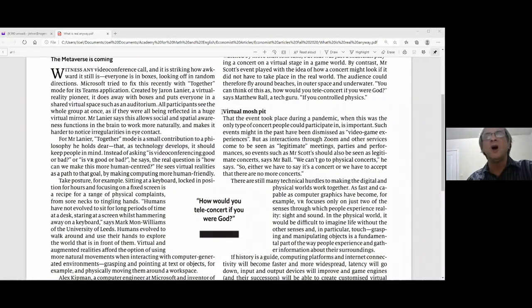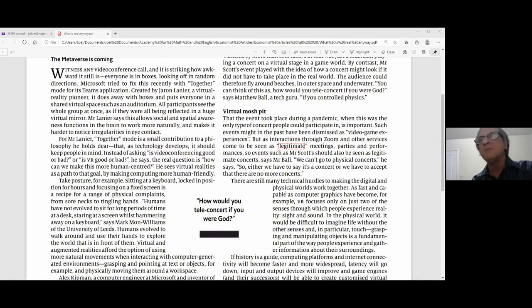Okay, Tessa. So let me just move it down a little bit so you can see it better. So you're going to read virtual mosh pit, the event. That the event took place during a pandemic, when this was the only type of concert people could participate in, is important. Such events might in the past have been dismissed as video game experiences. But as interactions through Zoom and other services come to be seen as legitimate meetings, parties, and performances, events such as Mr. Scott's should also be seen as legitimate concerts, says Mr. Ball. We can't go to physical concerts, he says, so either we have to say it's a concert or we have to accept that there are no more concerts.